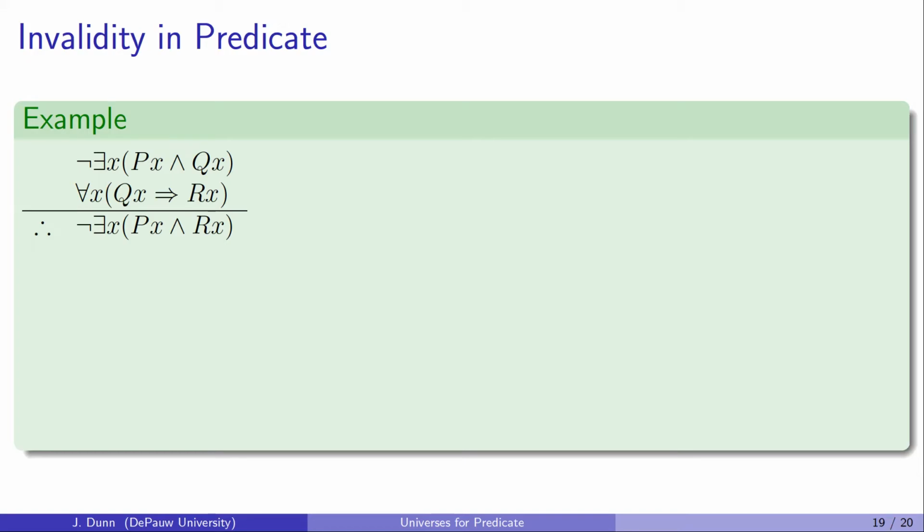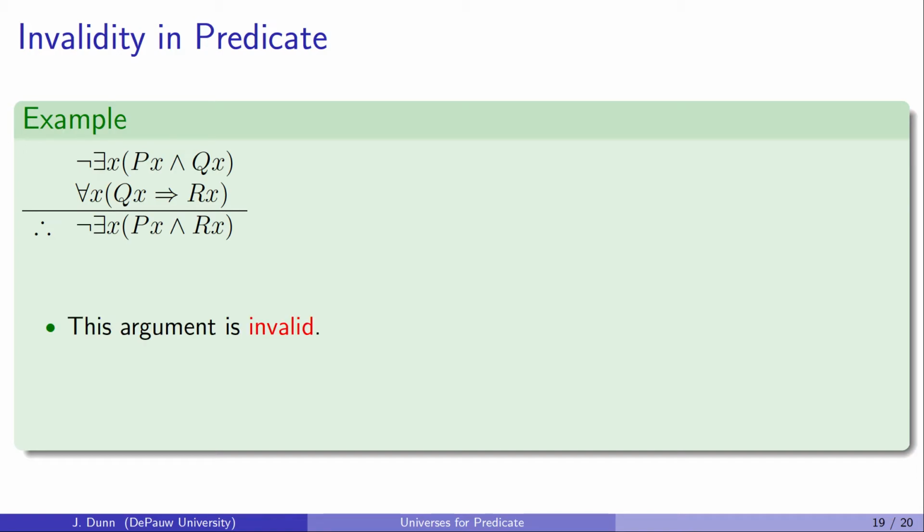Consider this argument, much more complex than the last one. The first premise says nothing is both P and Q. The second premise says all Qs are Rs, or every Q is an R. And the conclusion says, therefore, no P is an R.